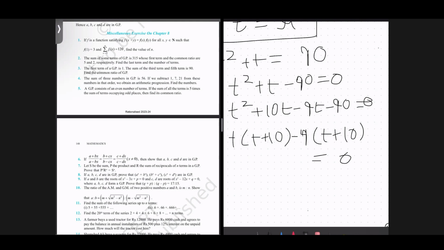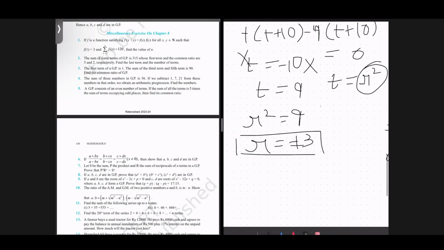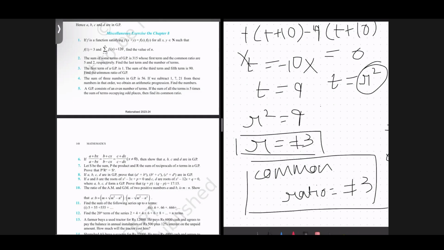So you get t equals -10 and t equals 9. This will get rejected because we have substituted t equals r^2, and a square of any term cannot be negative. So this is rejected. You have t equals 9. So r^2 equals 9 and r equals plus or minus 3. Right. So the common ratio of this particular GP is going to be plus or minus 3. That is the final answer.